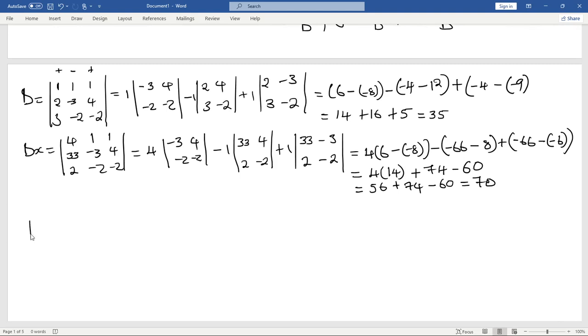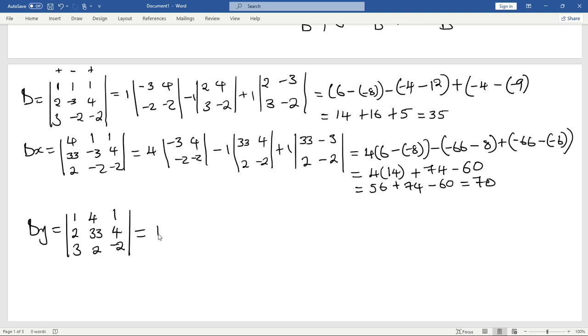So the value for dy here is simply equal to, we get the coefficients of x the way they are. We have 1, 2, 3 like this here. Then on the coefficients of y here, we replace them with the constants that we have after the equal sign there. So meaning that you're going to have 4, 33, 2 here. Then we maintain the coefficients of z here, which is 1, 4, and negative 2 like this.